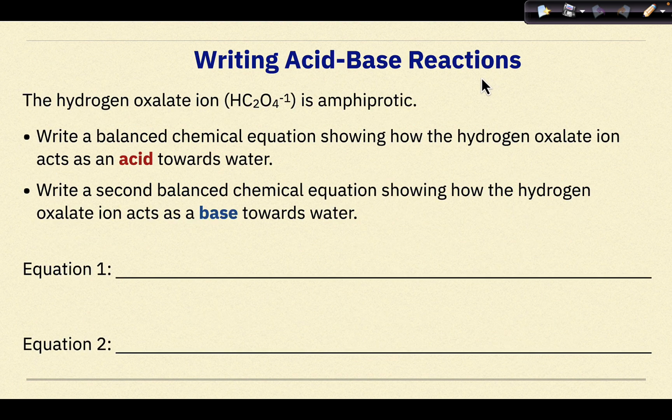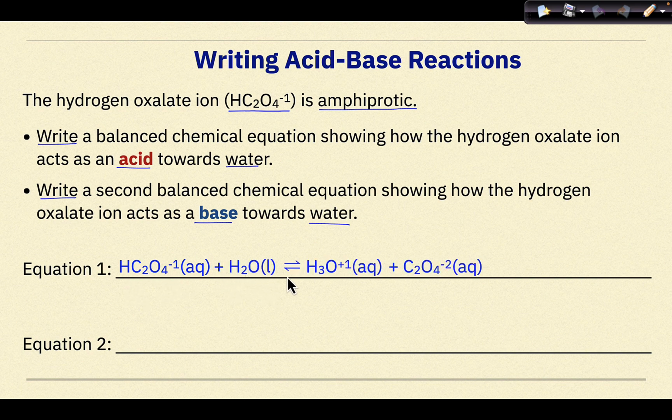Writing acid-base reactions. The hydrogen oxalate ion, HC2O4 minus 1, is amphiprotic. Write a balanced chemical equation showing how the hydrogen oxalate ion acts as an acid towards water. Then write a second balanced chemical equation showing how the hydrogen oxalate ion acts as a base towards water. So in our first equation, we're going to write the hydrogen oxalate ion, then water, and we can see how the hydrogen oxalate ion donates that hydrogen to the water. As a result, we form the hydronium ion and the oxalate ion.